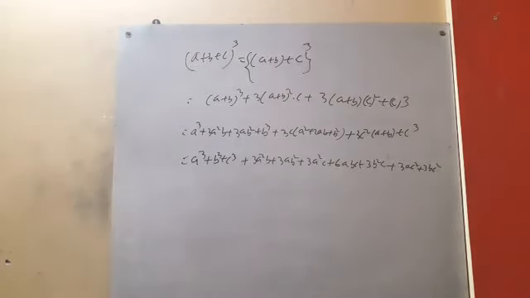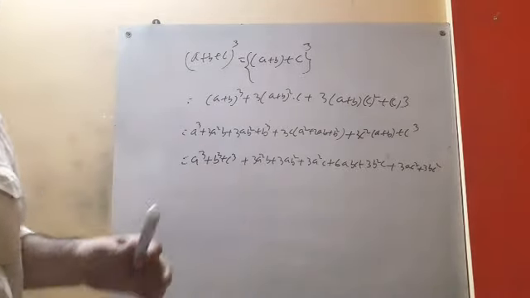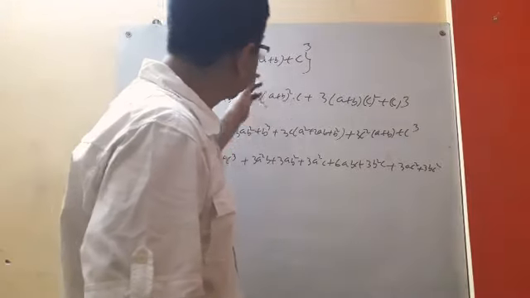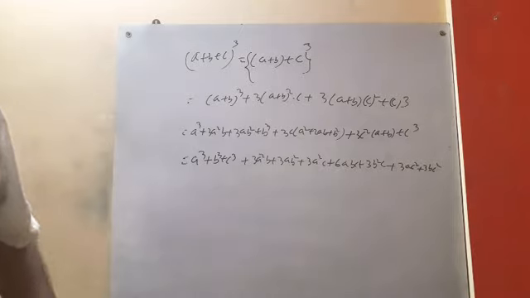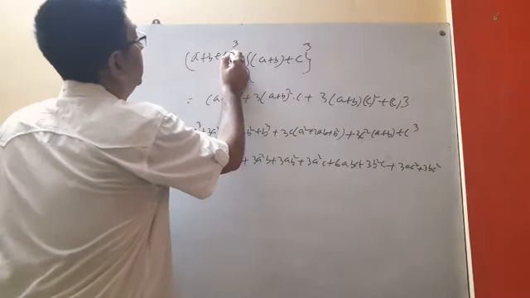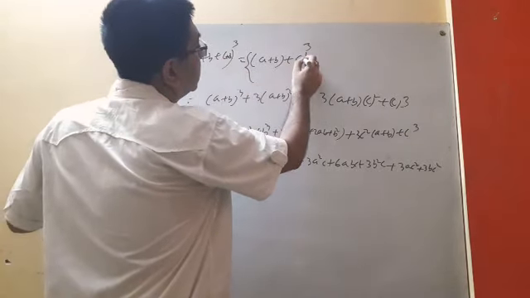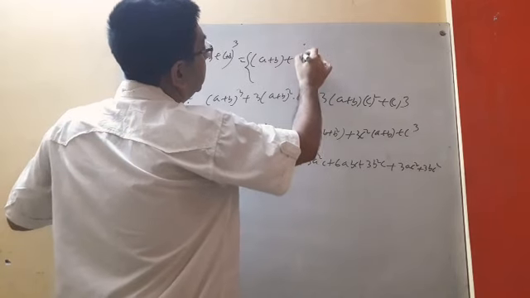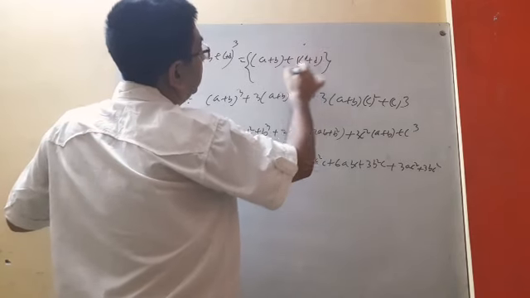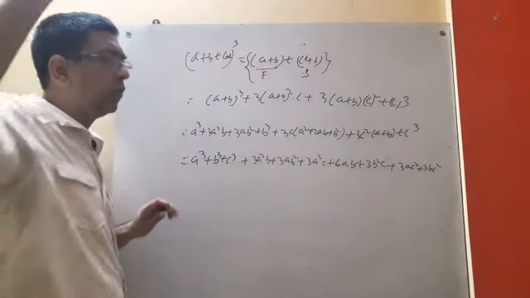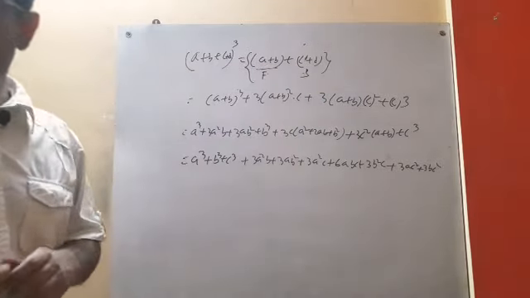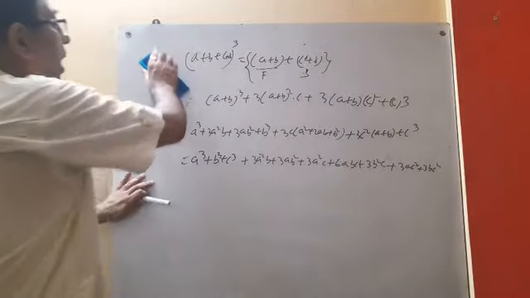There is no separate formula. Whatever you have learnt in case of a plus b whole cube, you just apply that. If there is a plus b plus c plus d, suppose d is also there, then what will you do? Just do it this way: c plus d, right? This is first and this is second. Go for this formula.